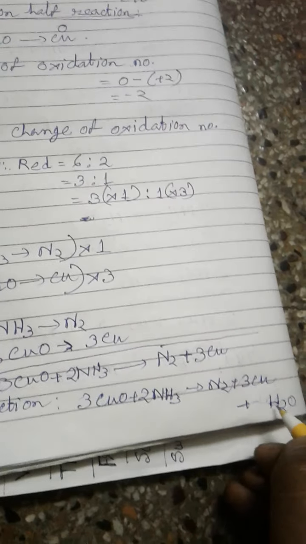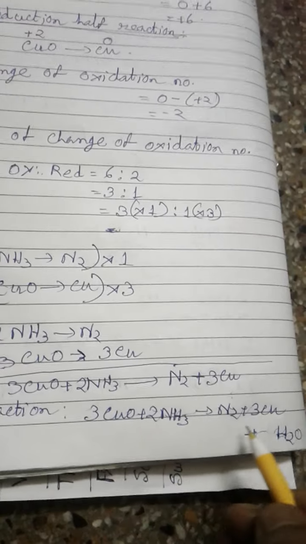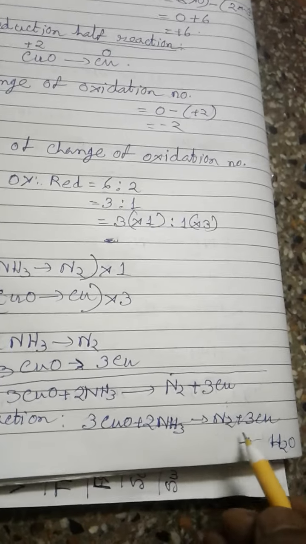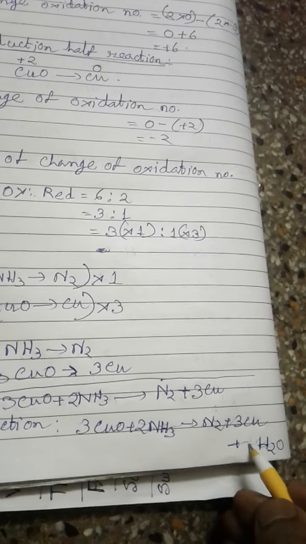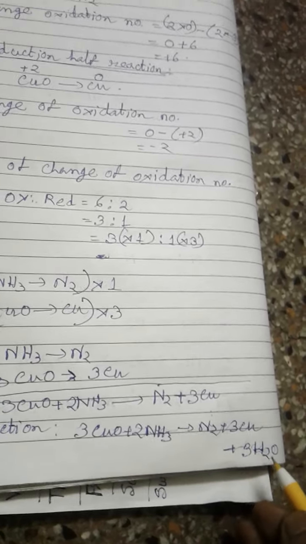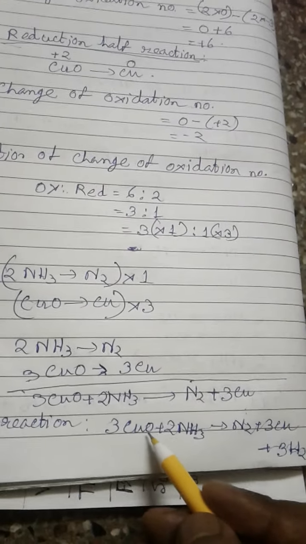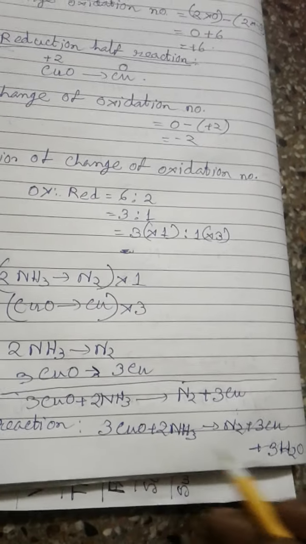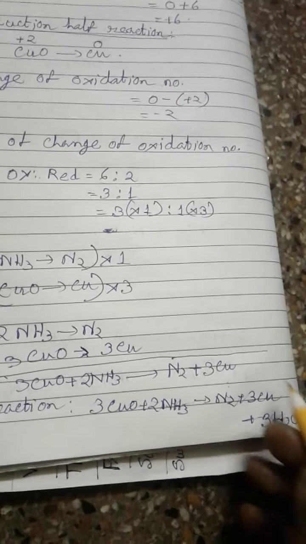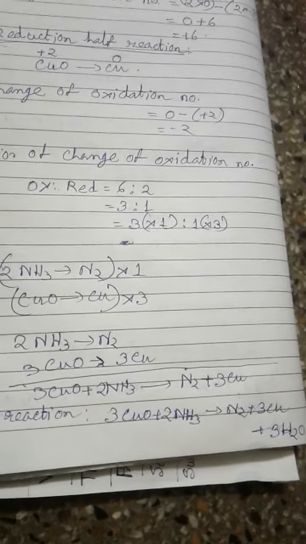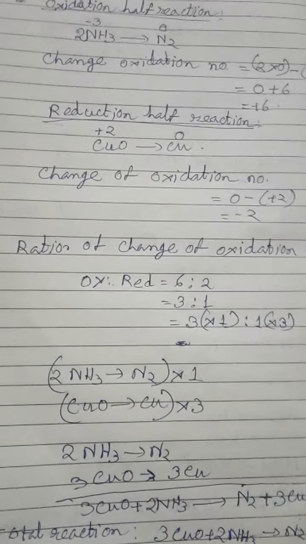And now we have to count the atoms on both sides. 3Cu, 3Cu, 2N, 2N, and 6H present on the left side. So we have to balance it by multiplying the water molecule by 3, and 3 oxygen present on the left side, and we get 3 oxygen also on the right side. So this is the method to balance the redox reaction using the oxidation number method. Thank you.